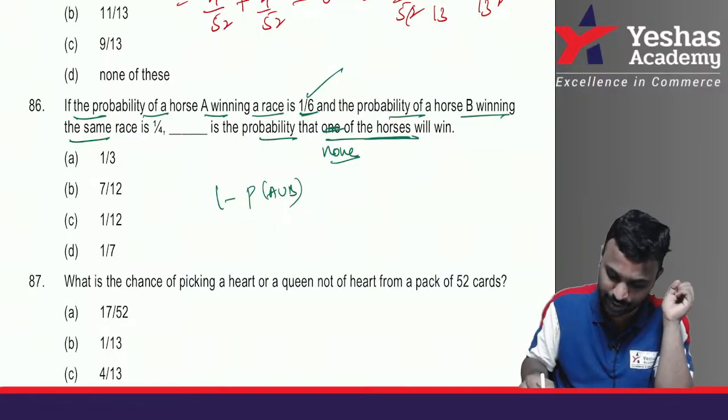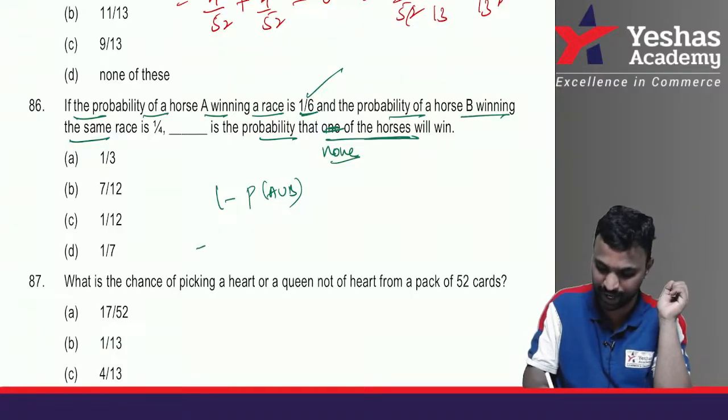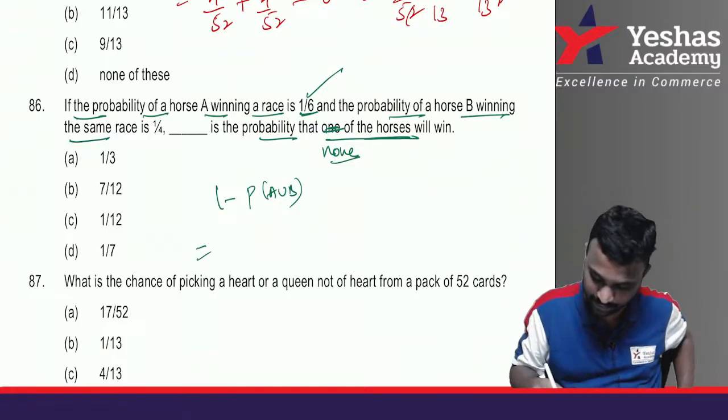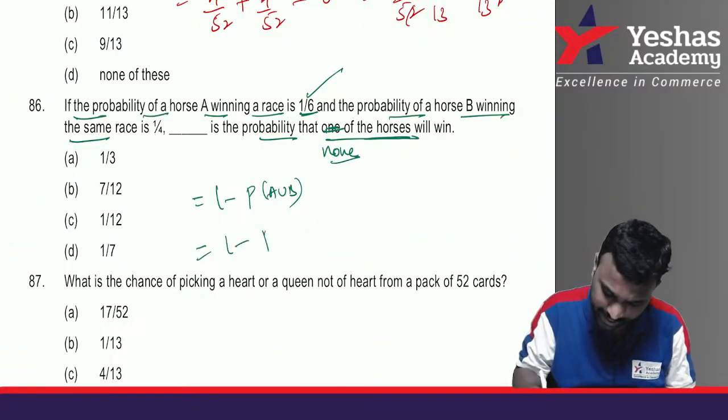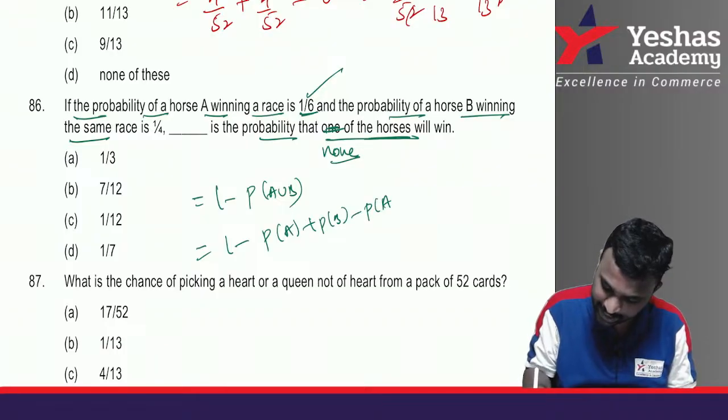Or you can even do the other way around. First of all, we will solve this way. None of the horses winning the race means 1 minus probability of at least one horse winning the race. At least one means P of A plus P of B minus P of A intersection B.